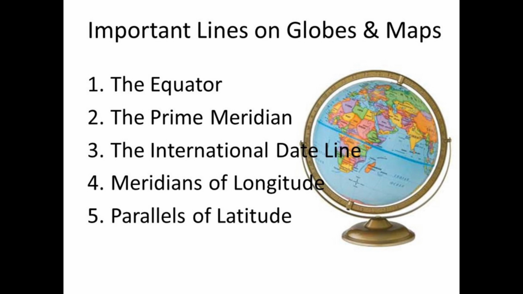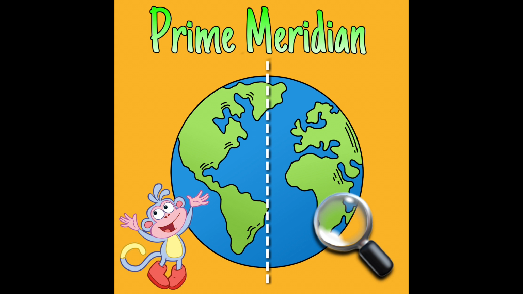Let's dive right in. Here we have important lines on globes and maps. We have the equator. We have the Prime Meridian. We have the international date line. We have meridians of longitude. And we have parallels of latitude. We are going to go over the Prime Meridian and the international date line.